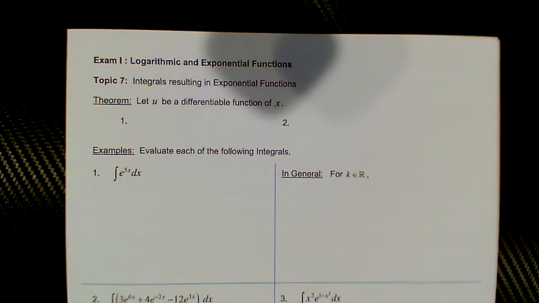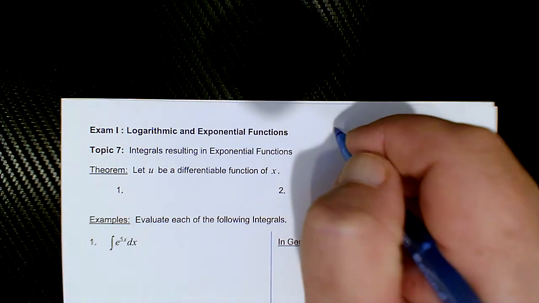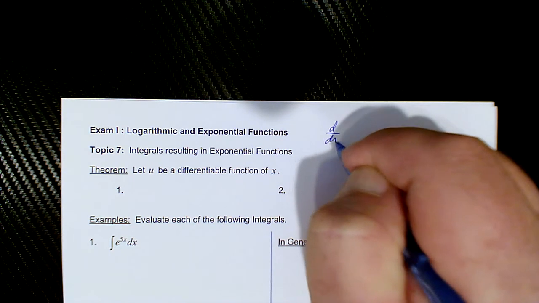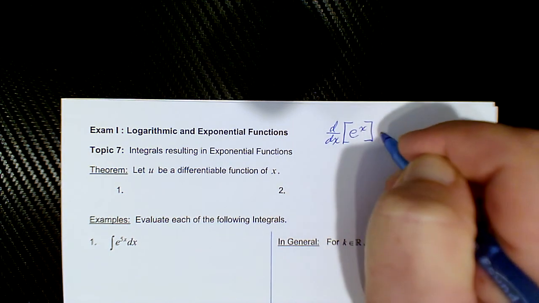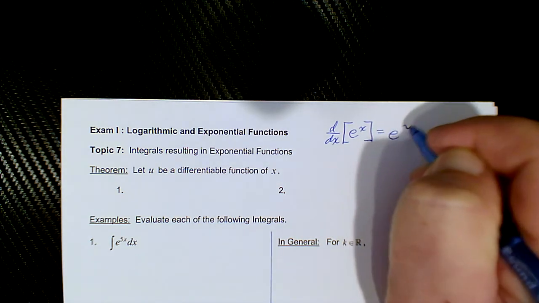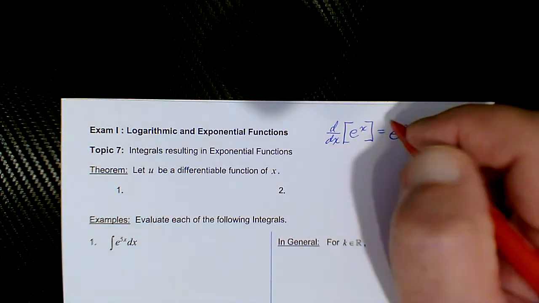Hello everyone. This is topic 7 for exam 1, integrals involving and resulting in exponential functions. So we're still just thinking of integration as anti-differentiation and involving the exponential functions. For example, the derivative with respect to x of e to the x we know is e to the x. So if we want to reverse that process, again, integration is the reverse of differentiation or anti-differentiation.